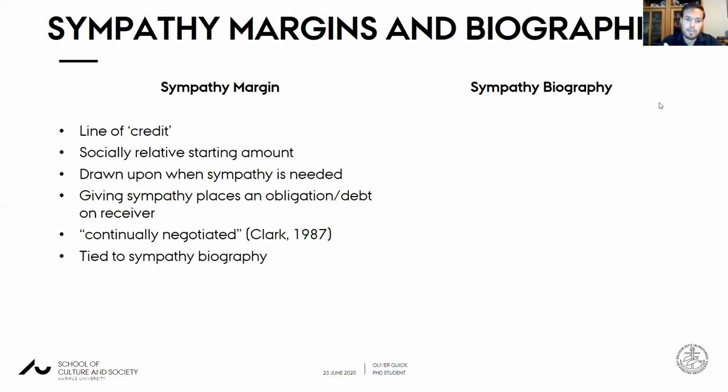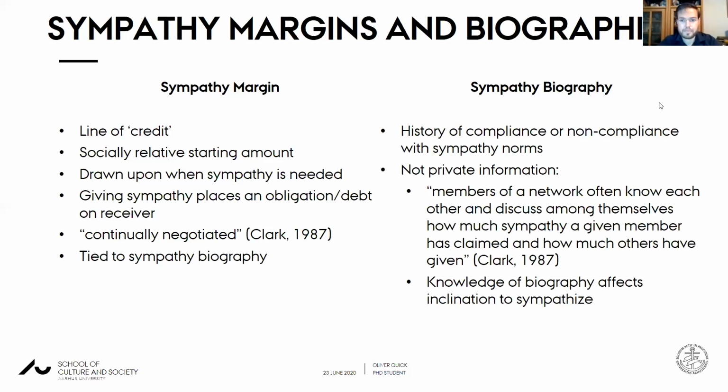But that ties into the sympathy biography. So the sympathy biography, everyone has their own little biography of sympathy. And it's essentially just a history of your compliance and non-compliance with sympathy norms. Again, this biography is not something that should be taken as being written down and literal, but it's sort of a general awareness you have of how your friend has conducted themselves in the past. And this awareness plays into your inclination to sympathize with them in the future and in the present.